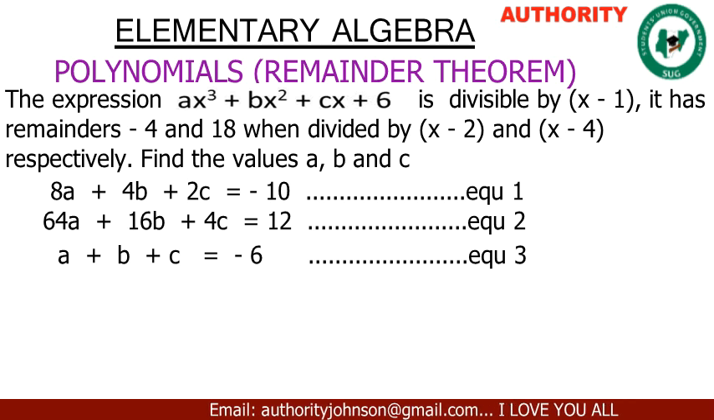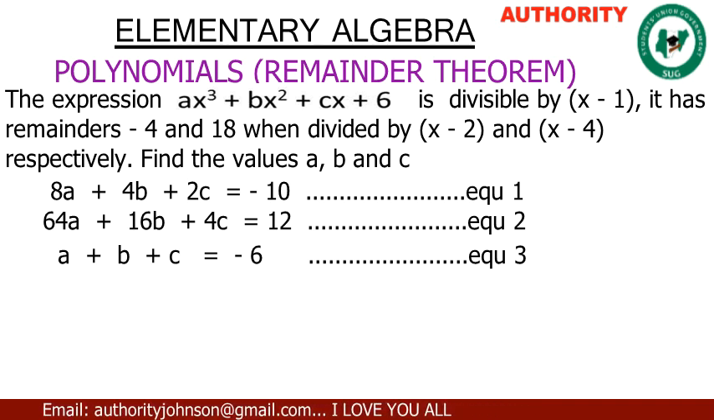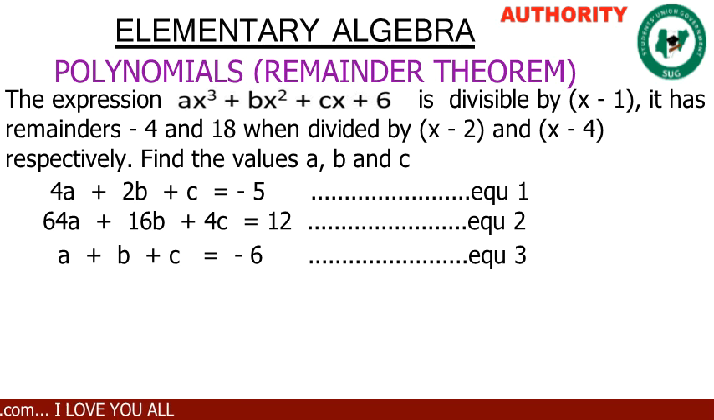Okay, now in equation 1 we are going to have 8a plus 4b plus 2c is equal to minus 10. Let's divide through by 2. Divide everything by 2. So in doing so, we are going to arrive at 4a plus 2b plus c is equal to minus 5. Is that clear? Yes.